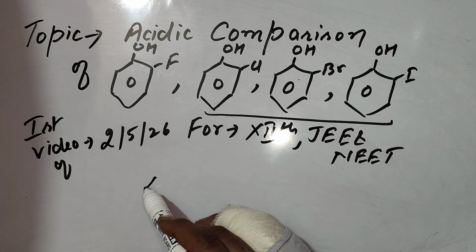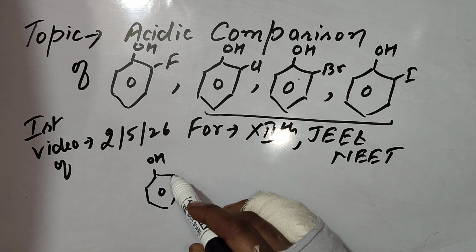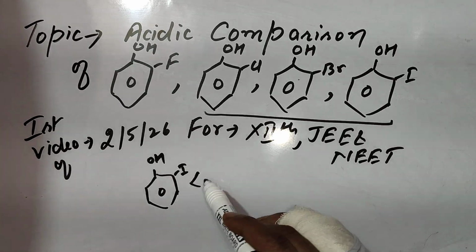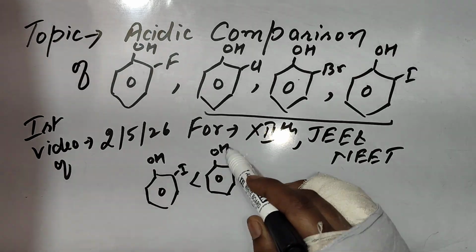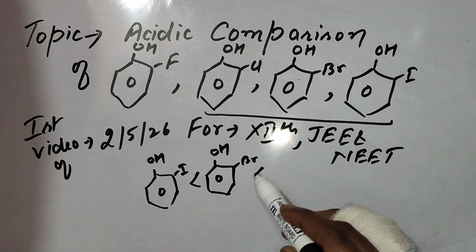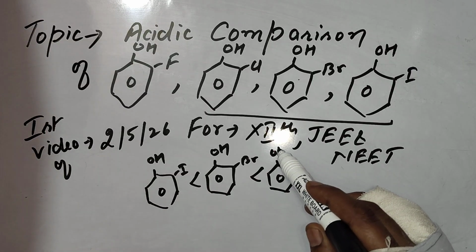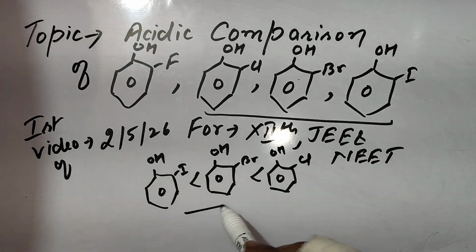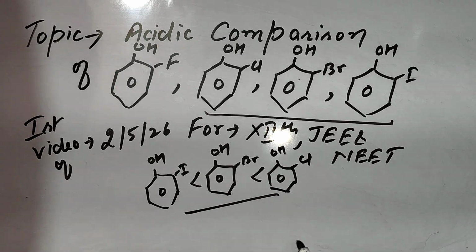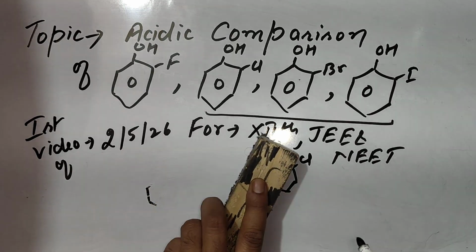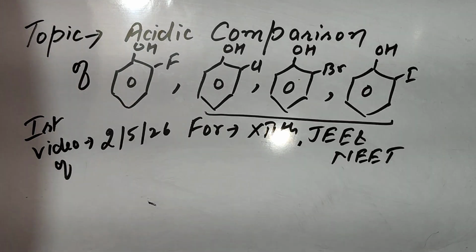The order, in increasing acidity, was: iodo was least acidic, followed by bromo, and most acidic was chloro. So in this video, I will not compare these three. The topic is for 12th, JEE and NEET.